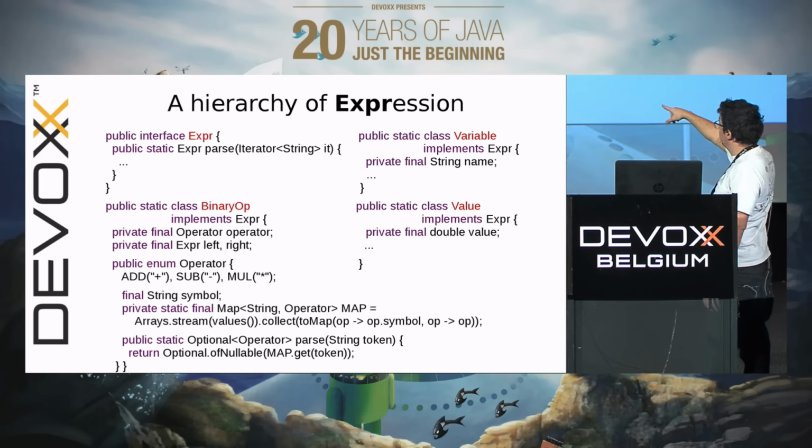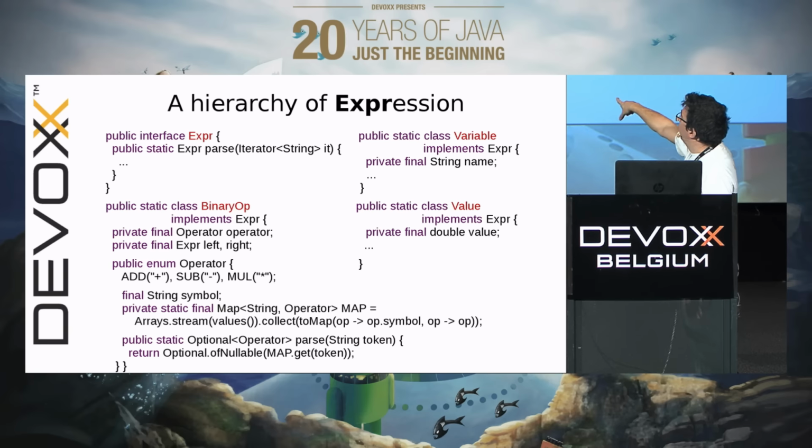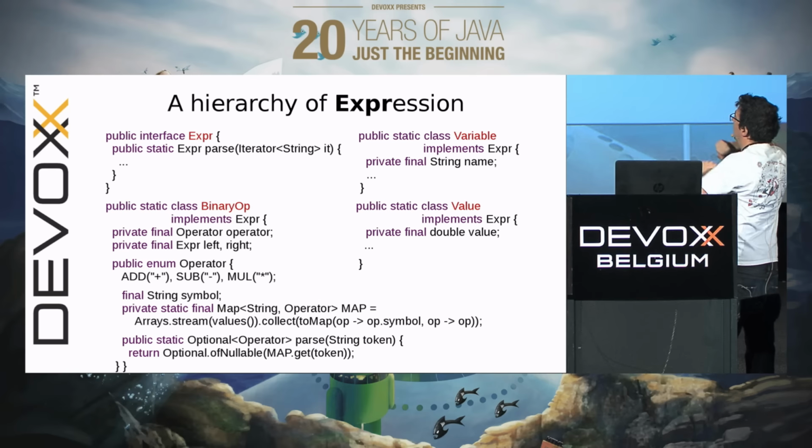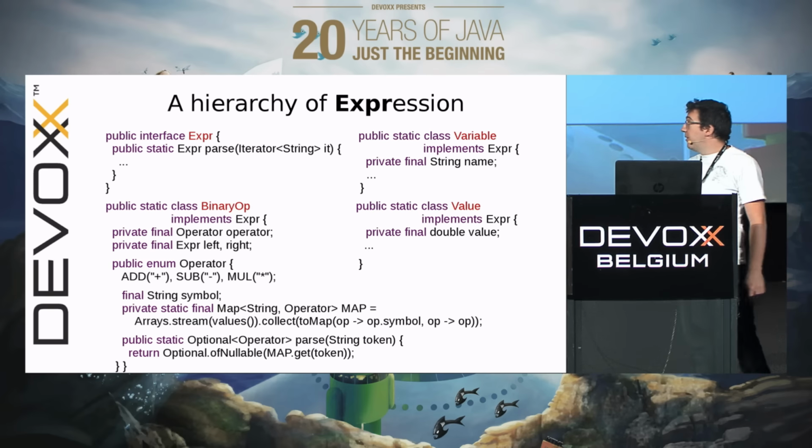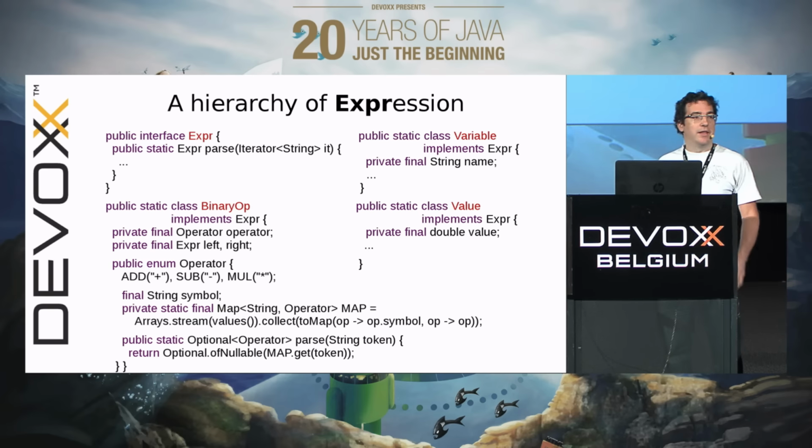So for the first function, from an operator, I will use the symbol, so plus, minus, or star, and the value will be directly the operator. So basically, in my map, I have a string. For the string plus, I will have the instance of the operator that I have called add here. It's nice, it's just one line.